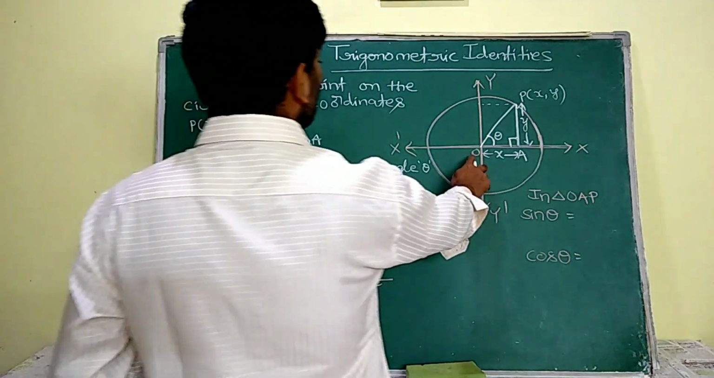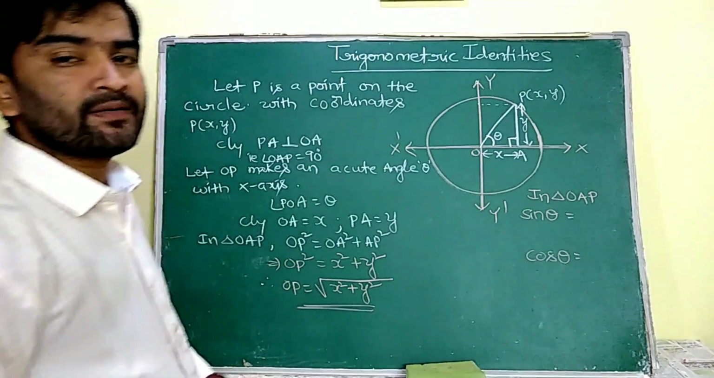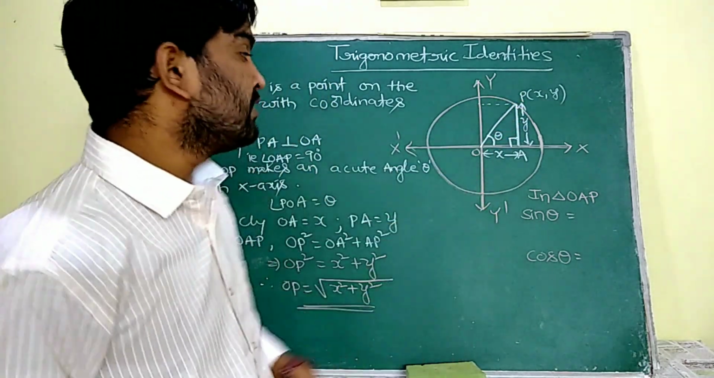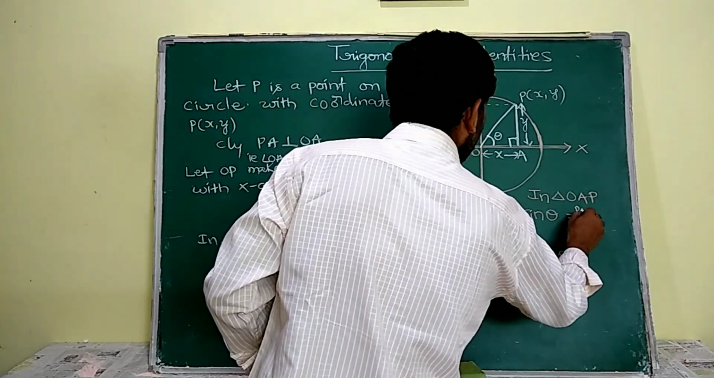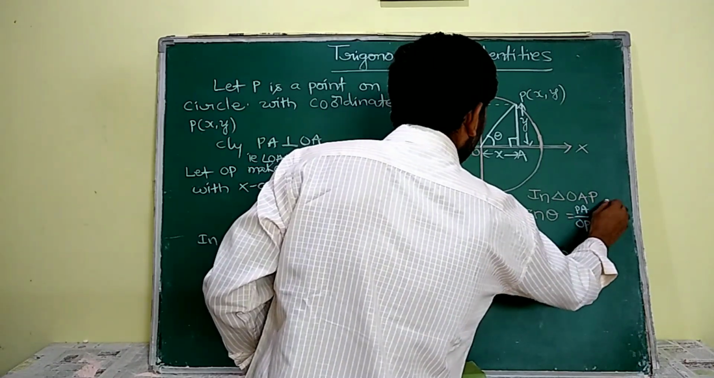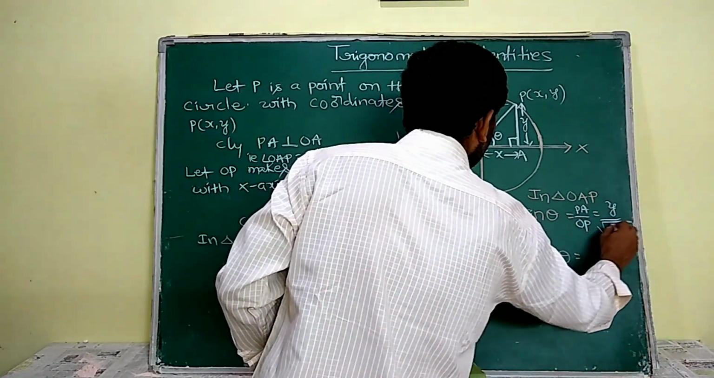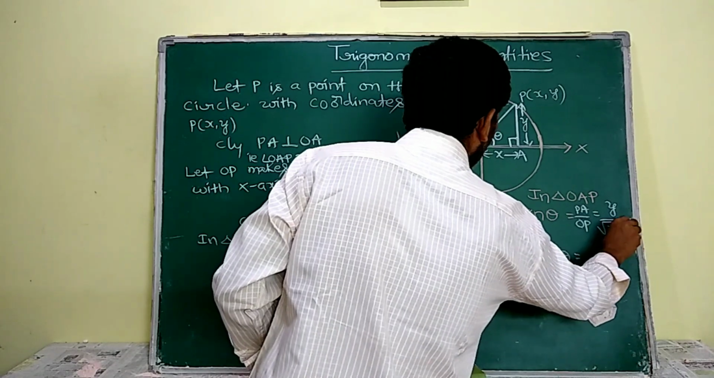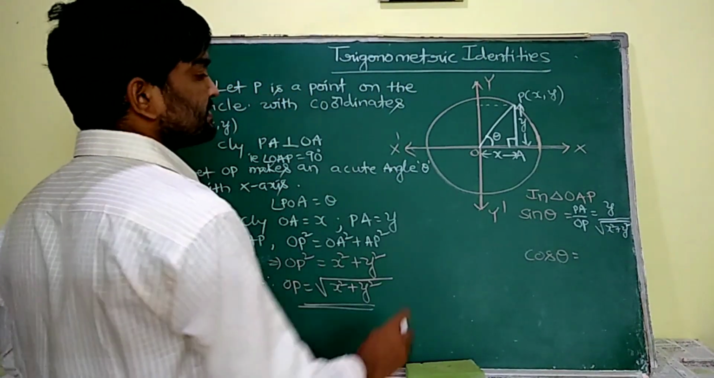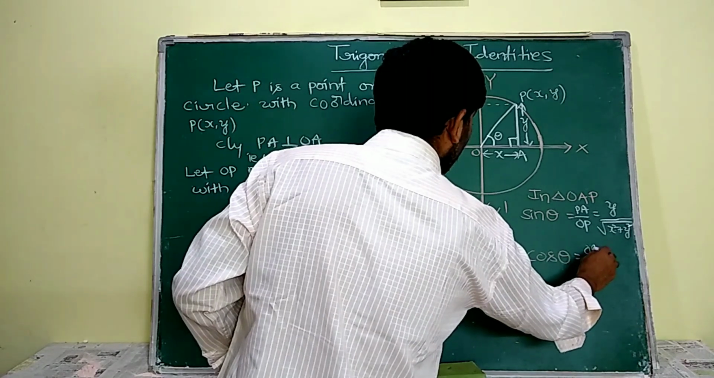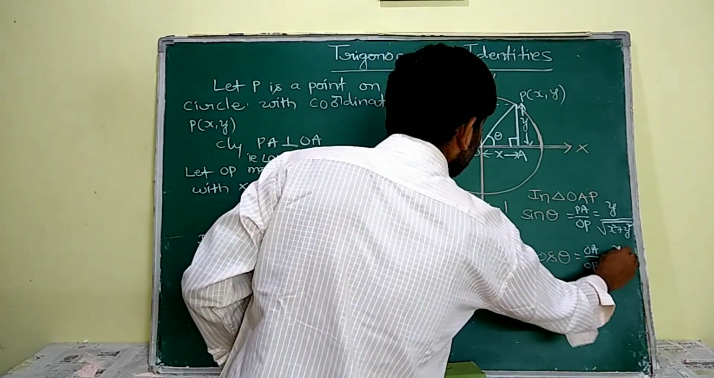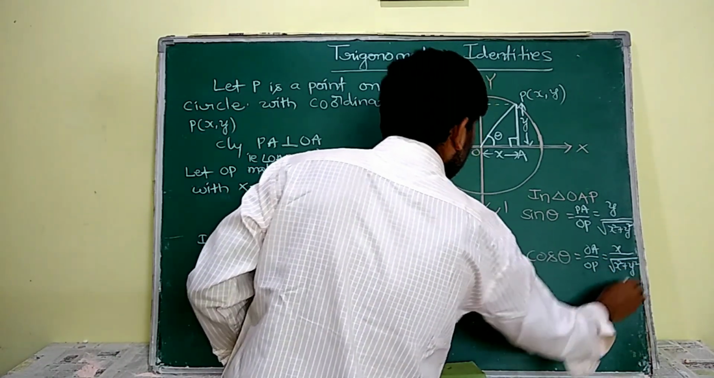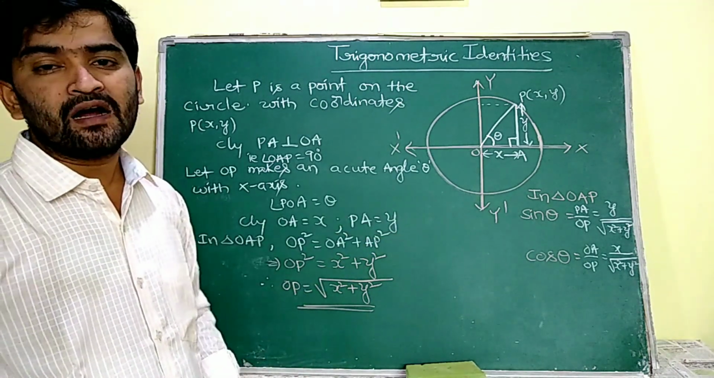Now in this triangle OAP, tell me sin theta. Sin theta means theta's opposite side PA by hypotenuse OP. PA by OP. What is PA? y. OP means root over x square plus y square. We have to write like this. Now cos theta. Cos theta means theta's adjacent side OA by hypotenuse OP. OA means x, by root over x square plus y square. So this is sin theta and cos theta.